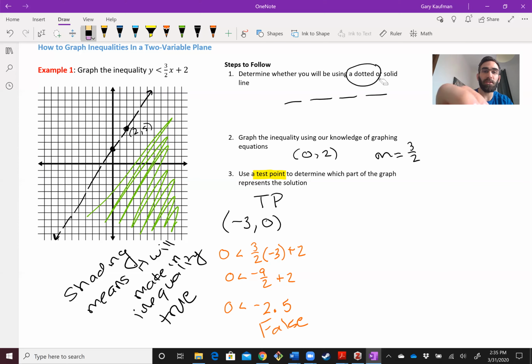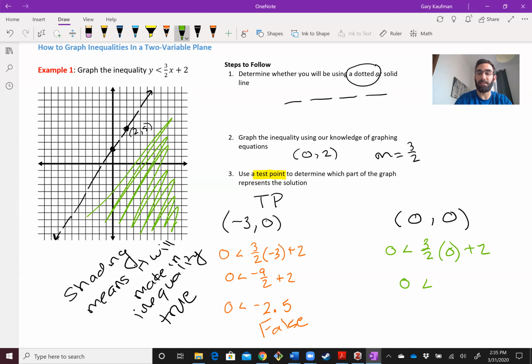And just to prove it to you, I'll use an ordered pair on the true side, and I'm going to pick one of the easiest ones to test, 0, 0. So 0 is less than 3 halves times 0 plus 2. 0 is less than 2. This is in fact true, and that's why I shaded that side of the inequality. So when we see shading, we should think this is an inequality.